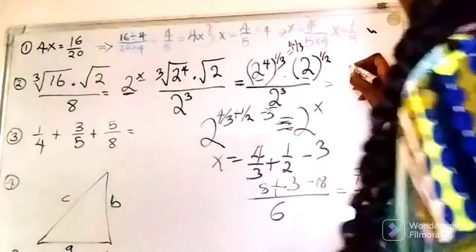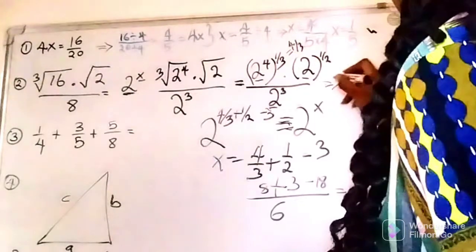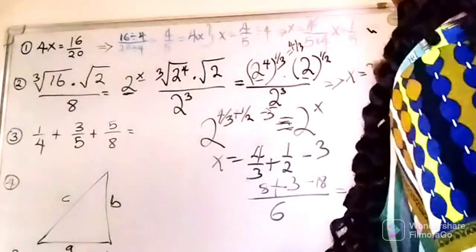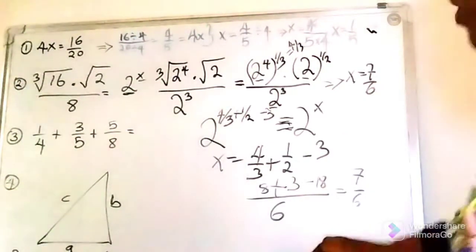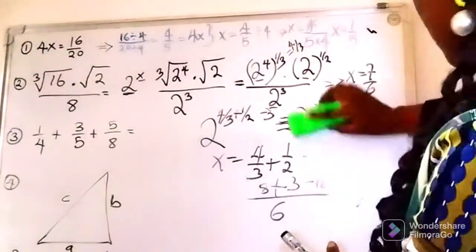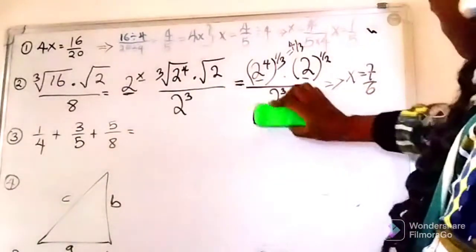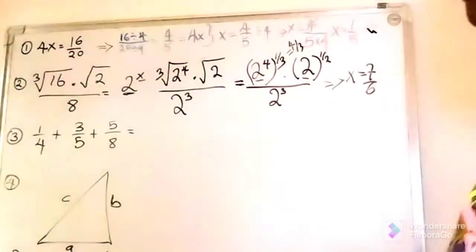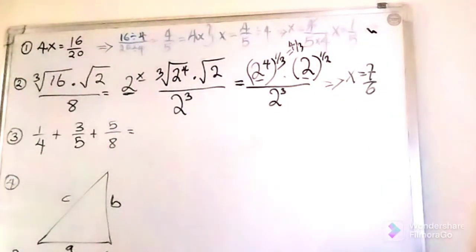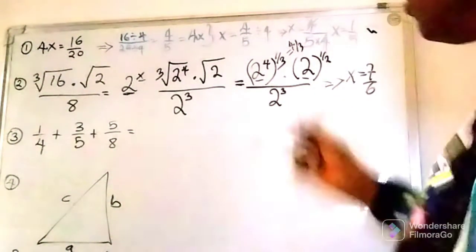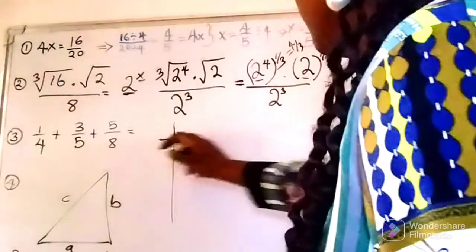The value of x, this implies that x is what? Minus 7 over 6. So we're going to quickly clean off this part. Third question, what is the LCM of all these functions? So we'll quickly find the LCM.